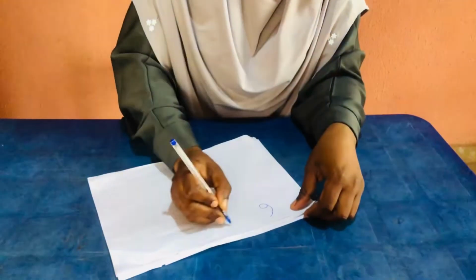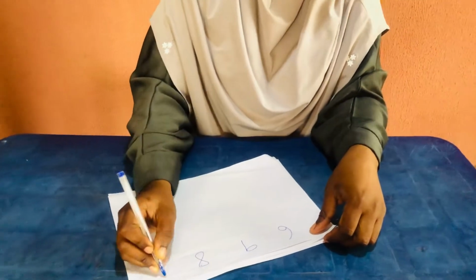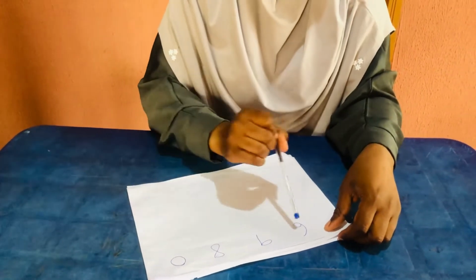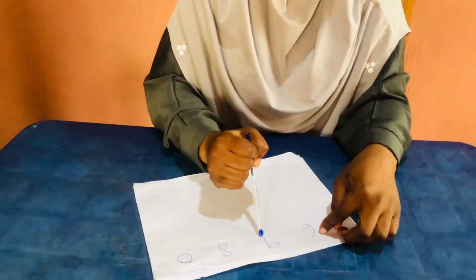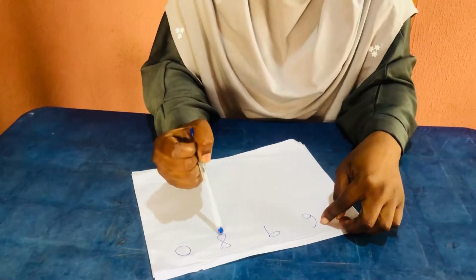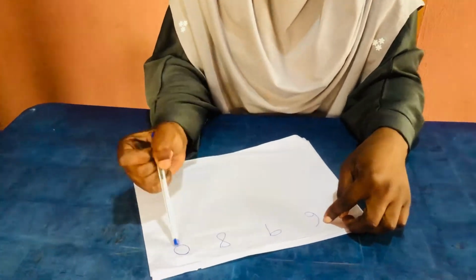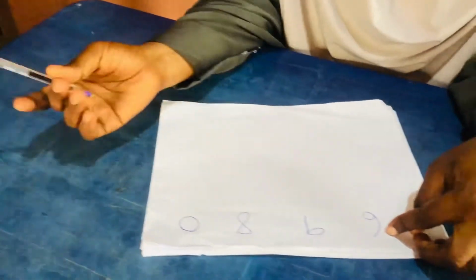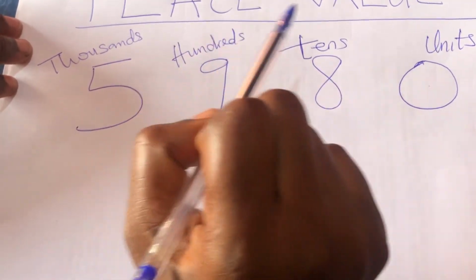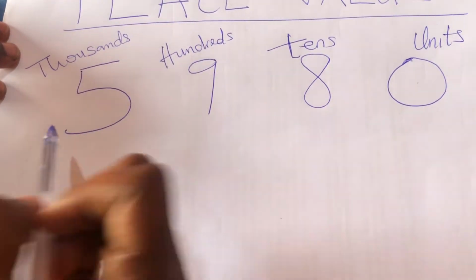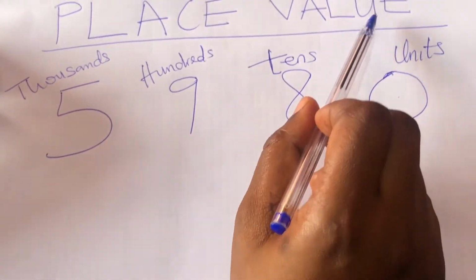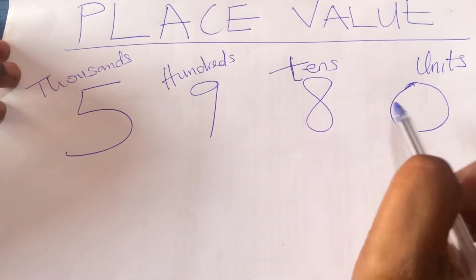Each digit has its own place value. Place value tells us the position of each number. That is, if you write 6, 9, 8, 0, 6 has its own place value, 9 has its own place value, 8 has its own place value, and 0 has its own place value. So in order to understand number bases very well, we have to understand place value, that is, the position of each digit.